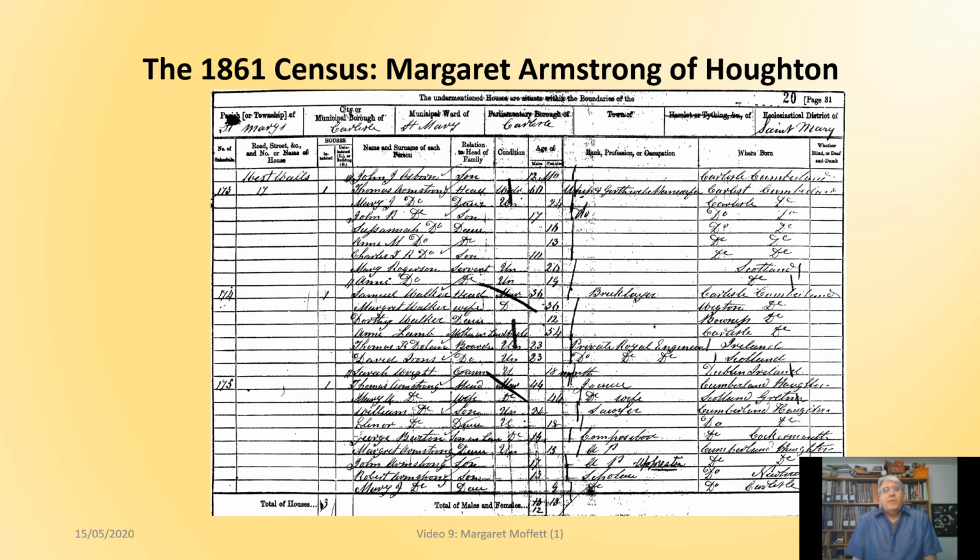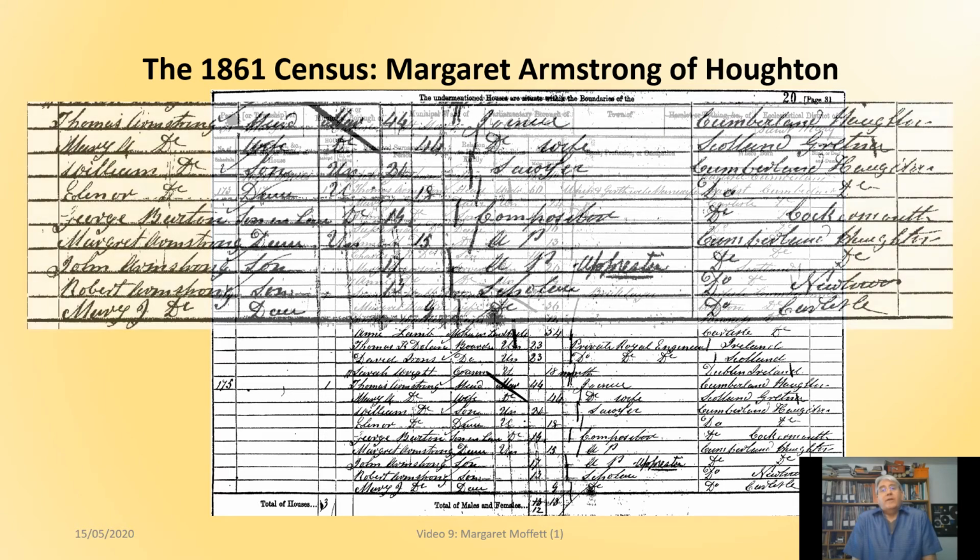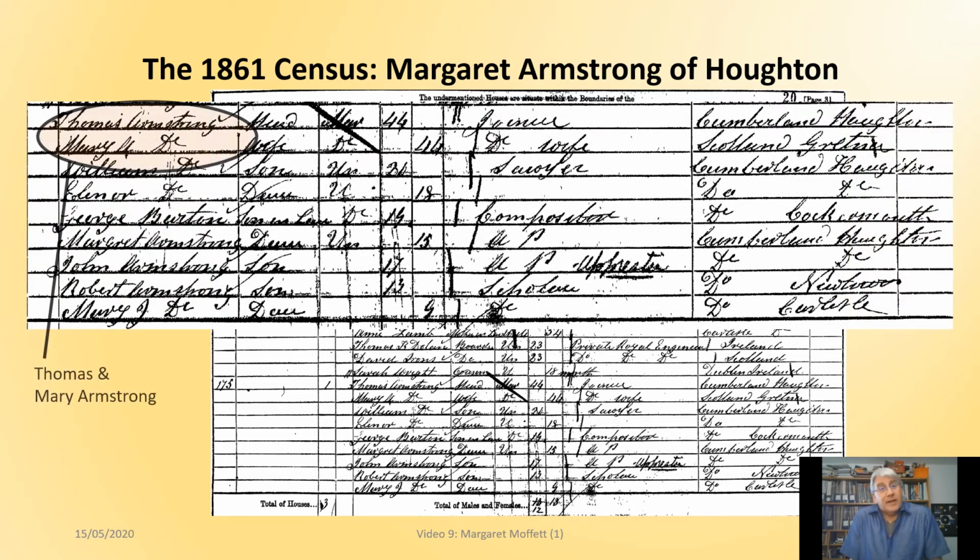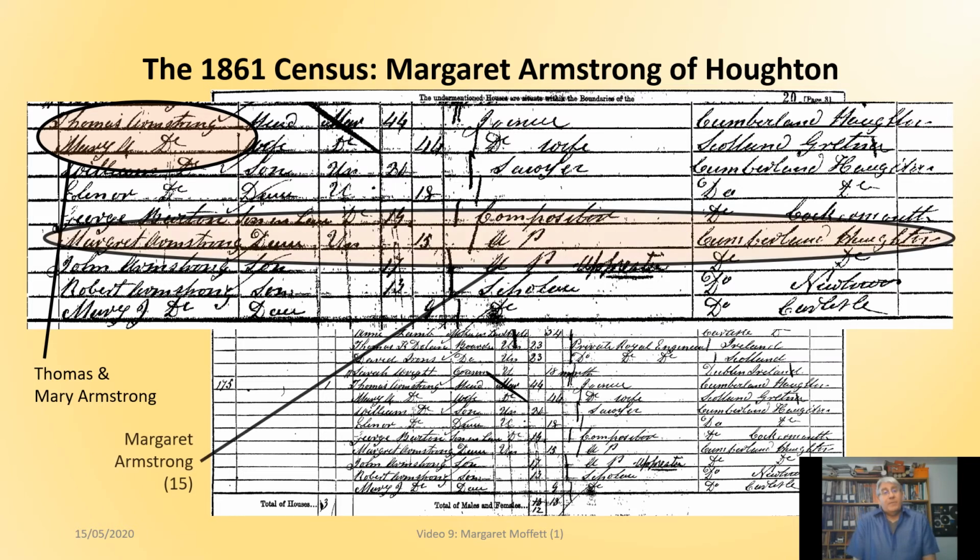A search for Margaret Armstrong, born around 1843 in Houghton in the 1861 census, reveals that Margaret, daughter of Thomas, a joiner, and Mary, is living at 17 West Walls in the parish of St Mary's in Carlisle. And the fact that the census records Margaret as being born in Houghton means this corresponds to the second Margaret, and so we can remove her from the list.